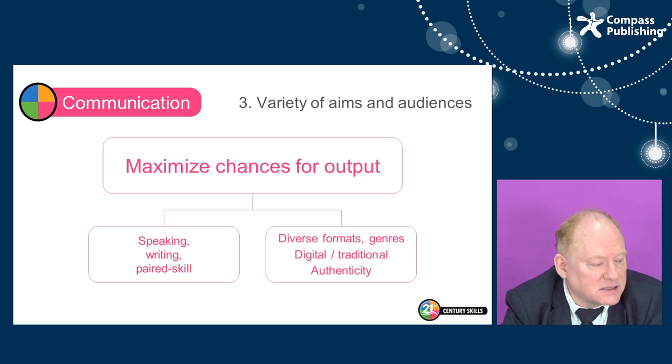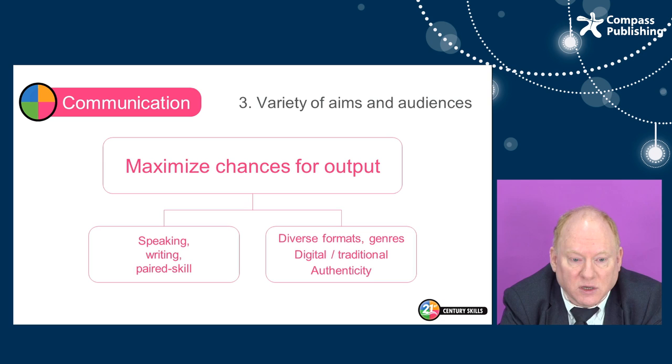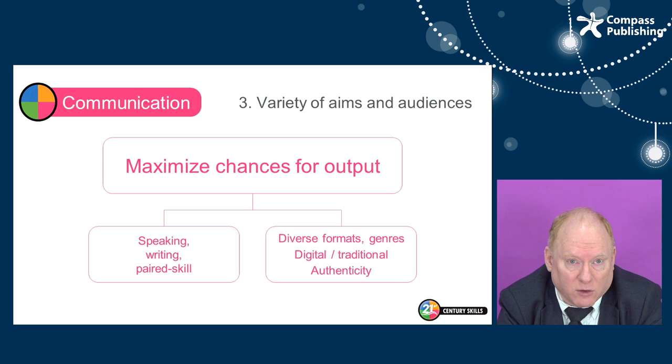Communication skills in the classroom need to stress that we need to have a variety of aims. That means objectives and goals and audiences. So we want to maximize chances for output. That means speaking, writing, that means pair groupings, those kinds of things. And we also want different formats and genres of writing and speaking, digital, traditional kinds of communication. In the 21st century, paper's not going away. The old-fashioned stuff's not going away. That stuff still has a very strong role in the classroom.